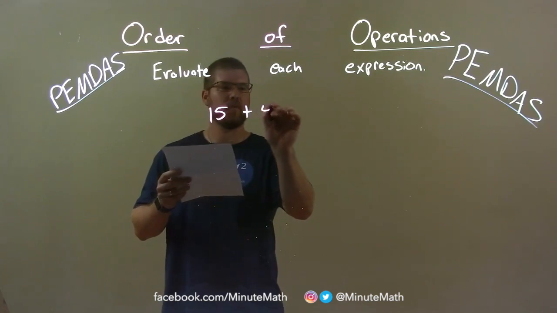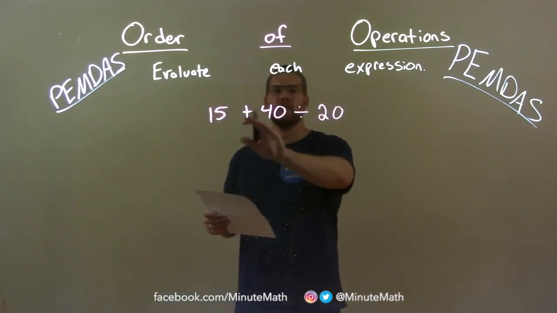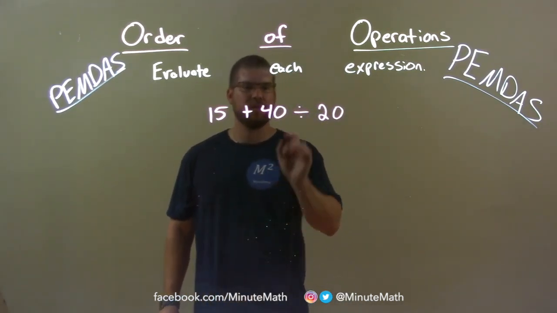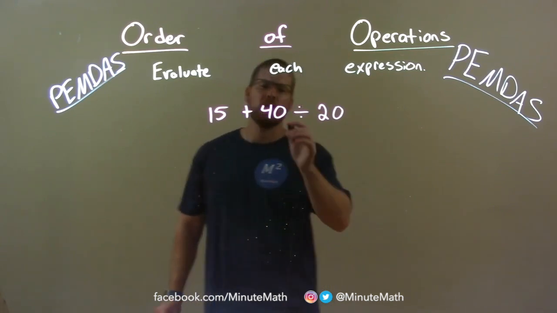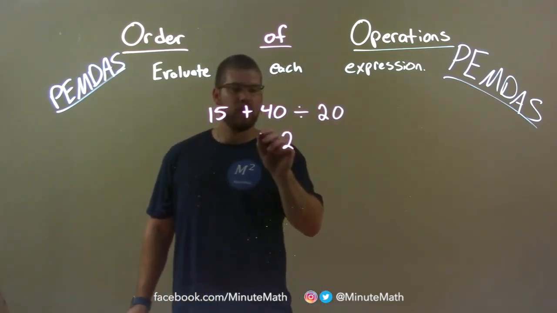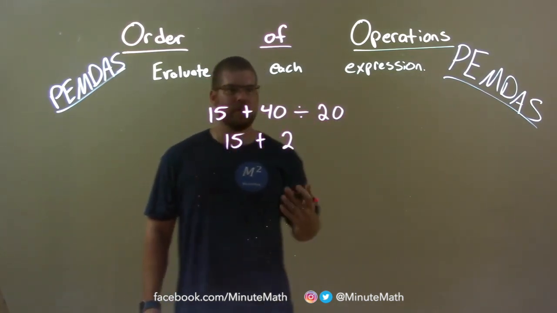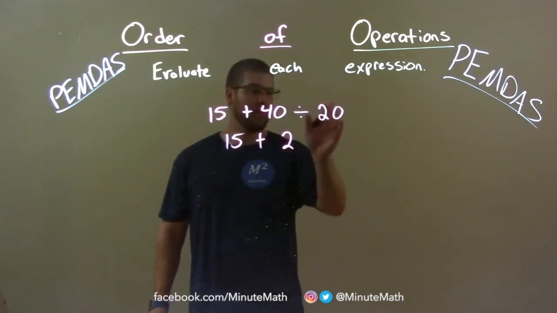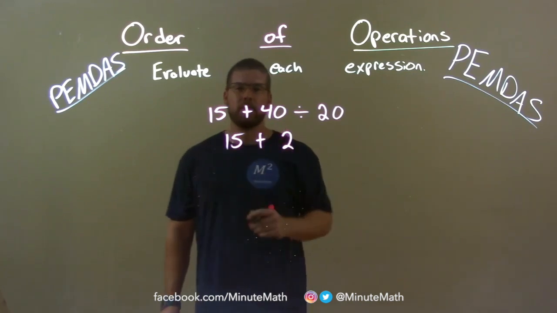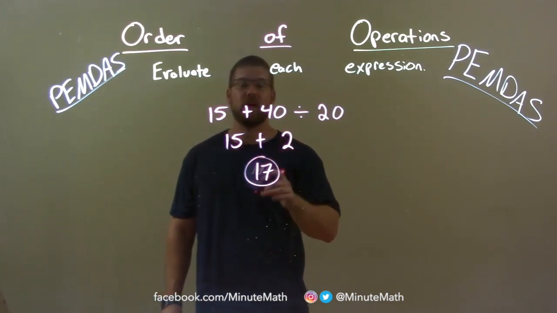15 plus 40 divided by 20. Well, first step is division here. 40 divided by 20 comes out to be 2. All right? So the way we can think about it, right? 20 is half of 40. So 40 divided by 20 is just 2. Bring down the 15. Now, 15 plus 2. 15 plus 2 is 17. So our final answer is 17.